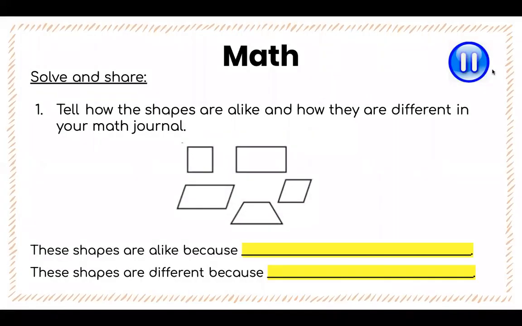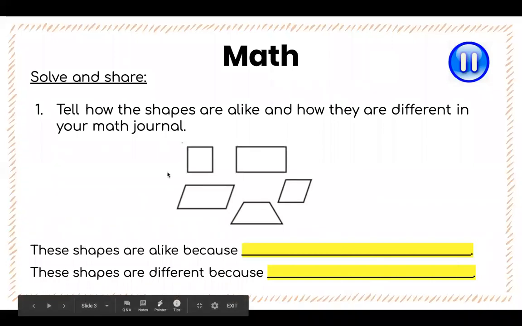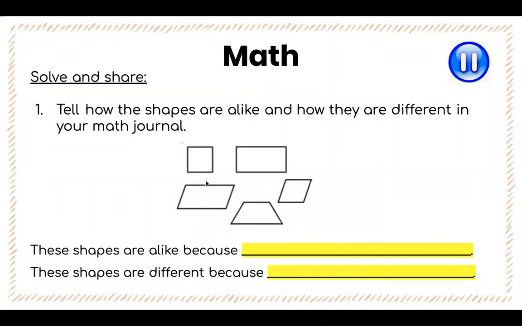All right, so for your math today, it's important that you have your math journal ready to go because a lot of the work you'll be doing is inside your math journal. So for number 1, tell how the shapes are alike and how they are different in your math journal. So I have given you sentence starters, okay? And we're gonna be talking about these 5 shapes.